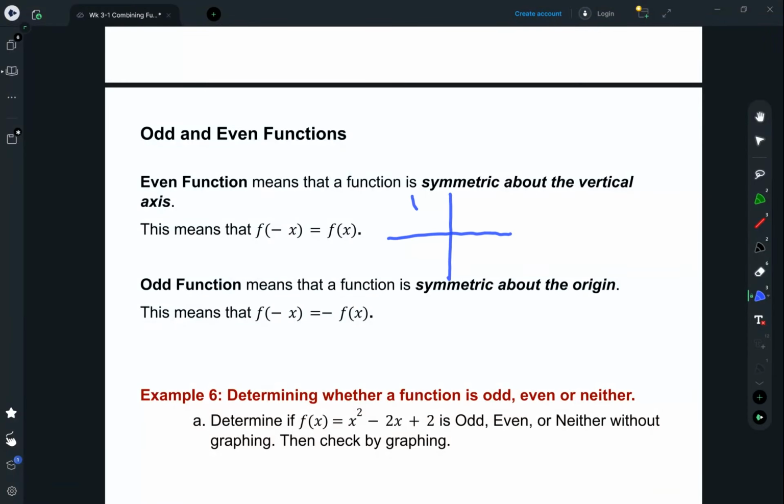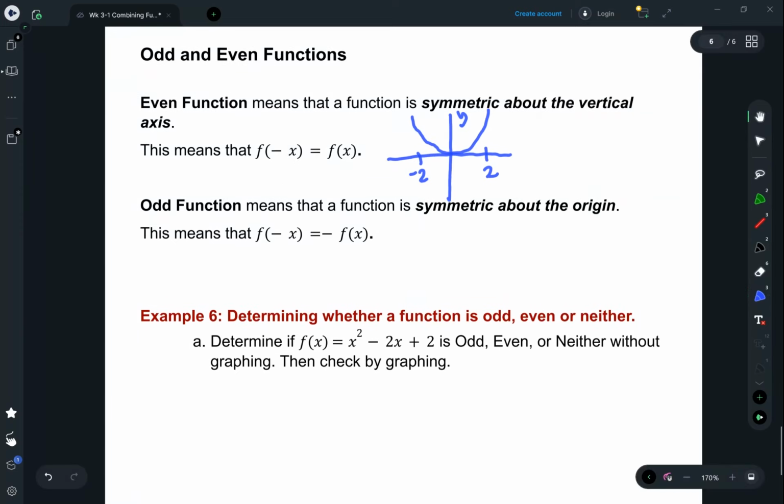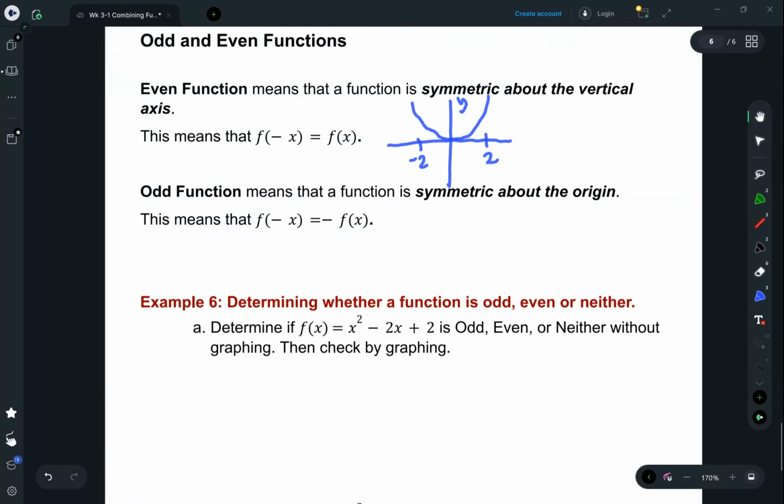Right? And if I think about what x squared looks like, it's symmetric. I'm not a great artist. It's symmetric about the y-axis. If I folded it on the y-axis, it would match left and right. And if I put in f of 2, I get the same thing as I put in f of negative 2. Odd functions are symmetric about the origin. This is a little bit harder to look at, but really I think about like a double fold, okay?